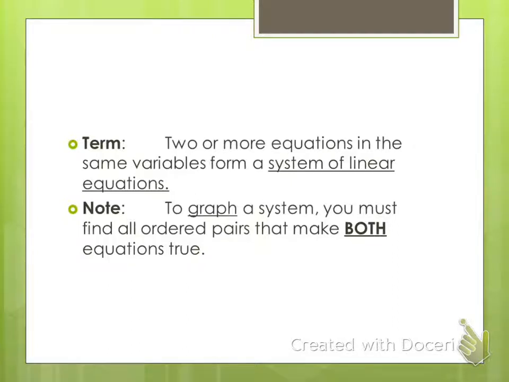To graph a system, you must find all ordered pairs that make both equations true. I would rather that say solve instead of graph. So I would maybe write solve above that. I feel like that makes a little more sense. We're going to graph both of the lines, but to solve it, we're looking for the points or the ordered pairs that make both true.